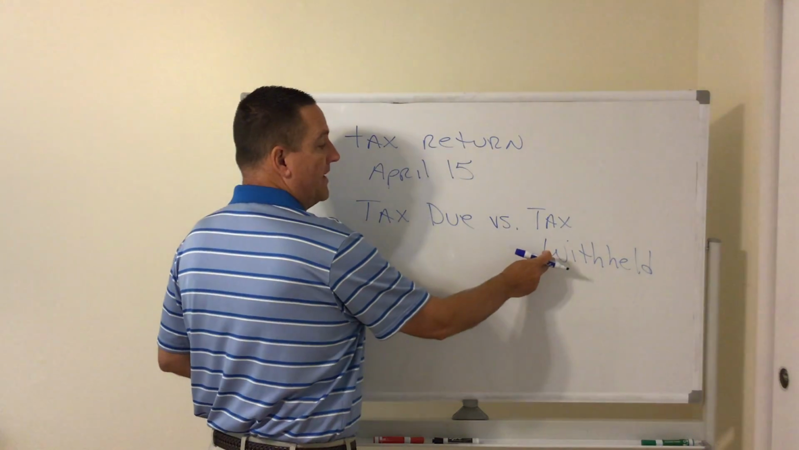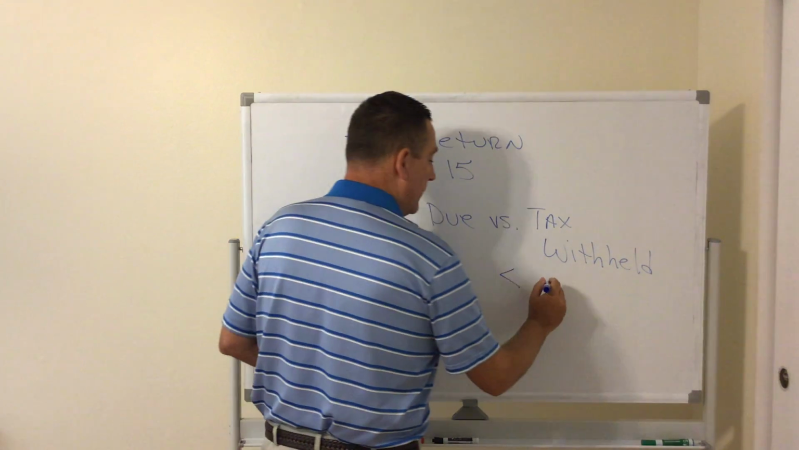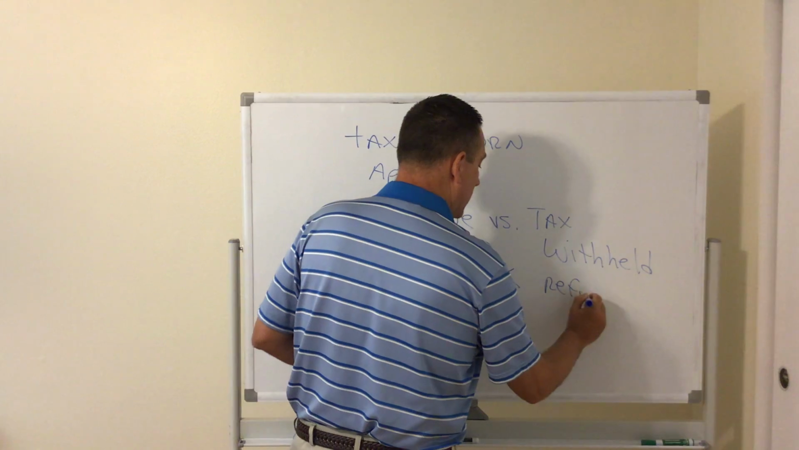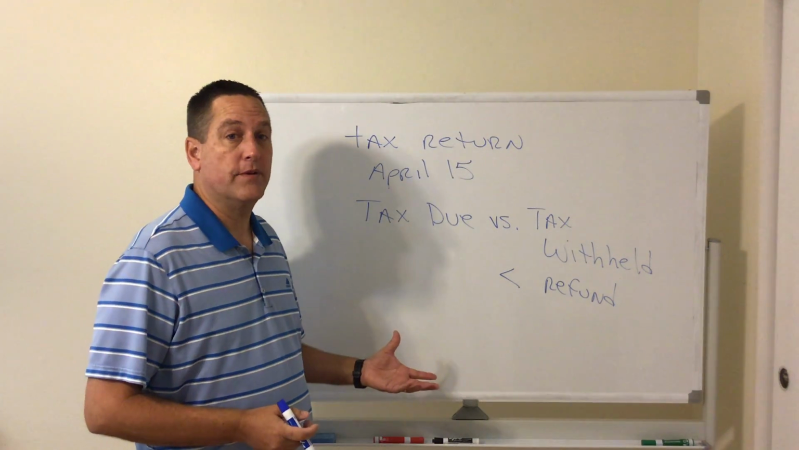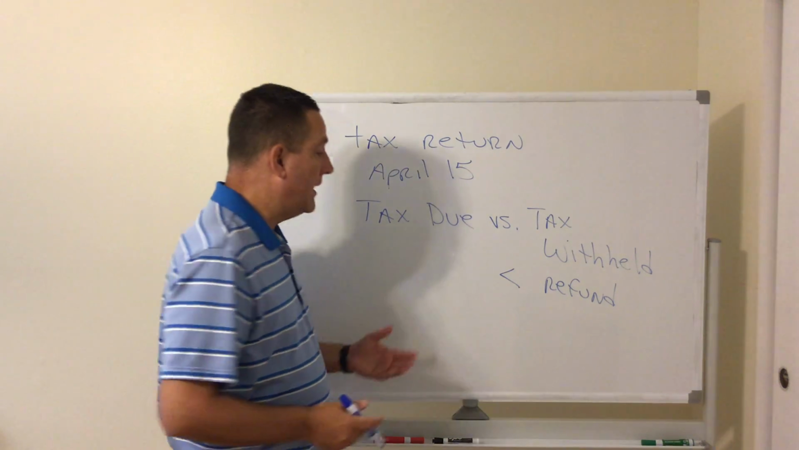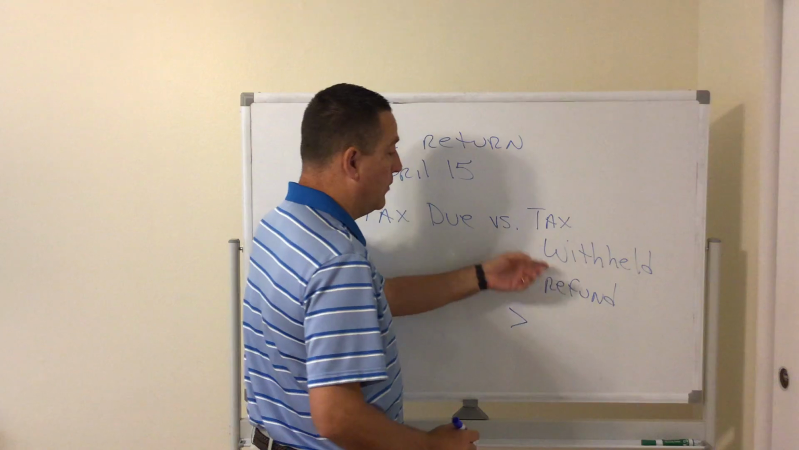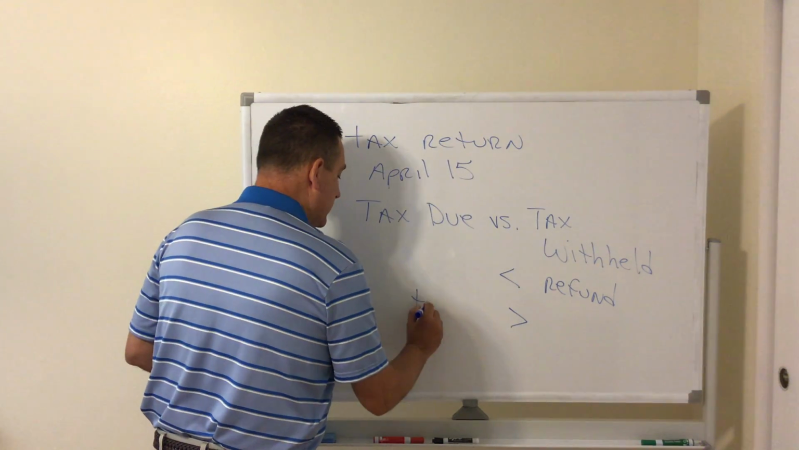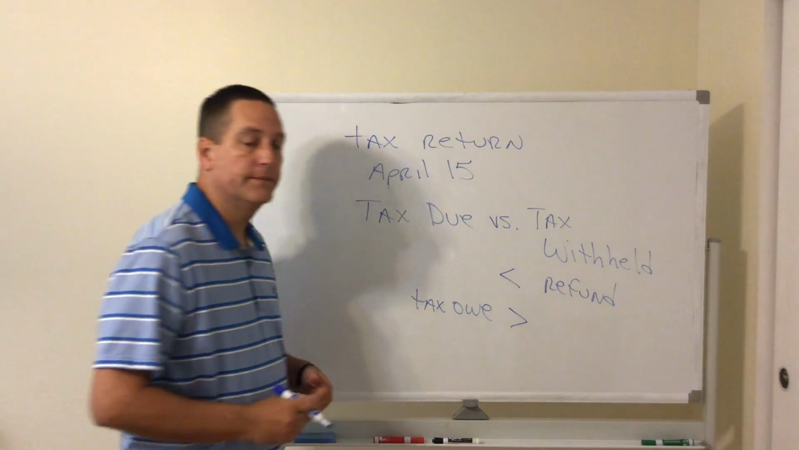If what they've been taking out is more than what you were supposed to pay, well, then you get a refund. And most Americans do get a tax refund. On the other hand, if you were supposed to pay more than what they've taken out, you still owe. You still owe money.